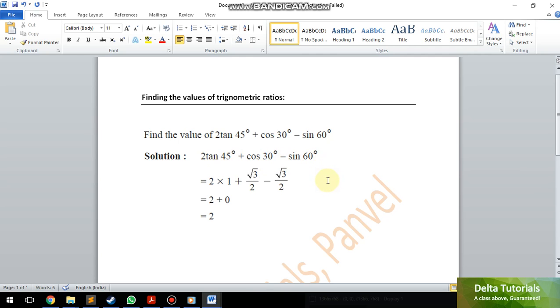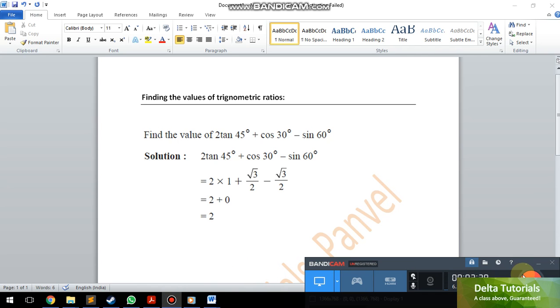Remember one thing, you should learn the trigonometric ratios table properly to know all the values.